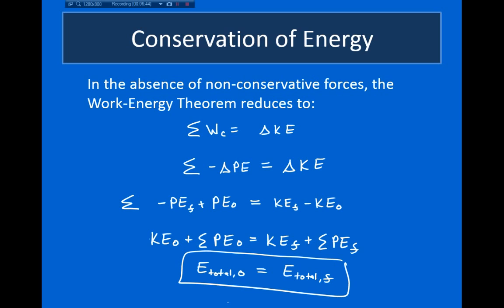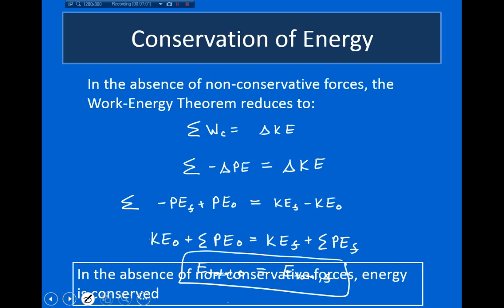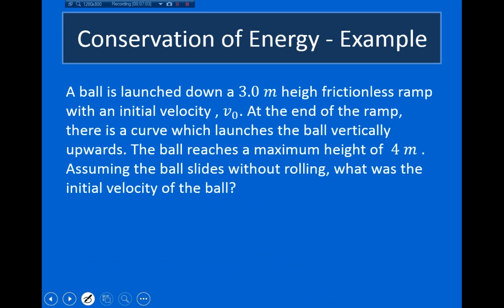So energy is conserved. The total initial energy is equal to the total final energy as long as all of our forces are conservative, or if we have a non-conservative force, it just doesn't do any work. So let's go ahead and look at a couple of examples.